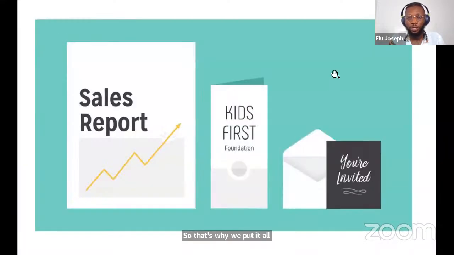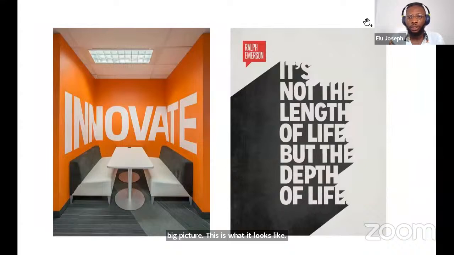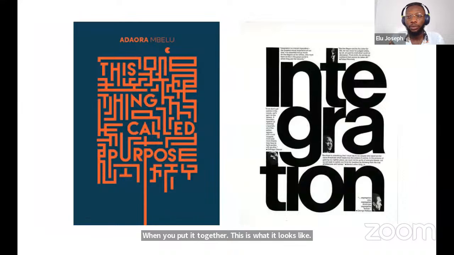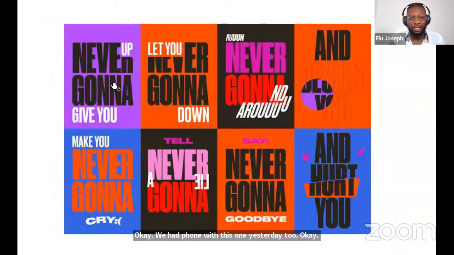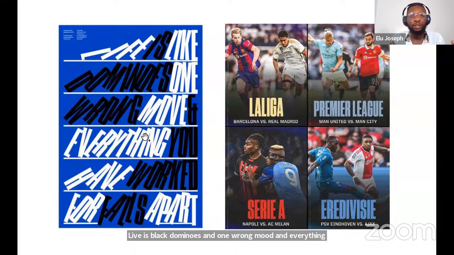And this is the big picture. This is what it looks like when you put it together. Okay. So these were samples that we ran through yesterday. We looked through them, and we had fun with this one yesterday too. And yeah, life is like dominoes, and one wrong move and everything you work for is falling apart, which is a very popular example that we used yesterday.